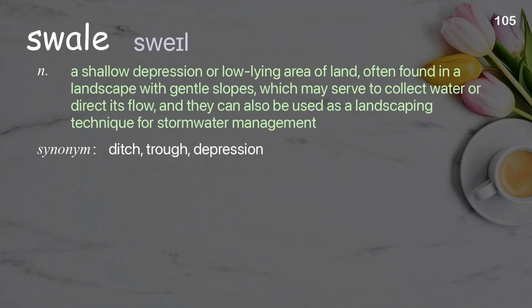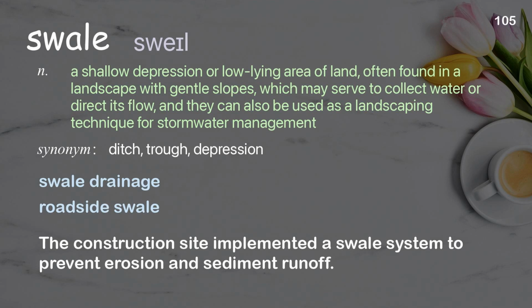Swale. A shallow depression or low-lying area of land, often found in a landscape with gentle slopes, which may serve to collect water or direct its flow, and they can also be used as a landscaping technique for stormwater management. Examples: swale drainage, roadside swale. The construction site implemented a swale system to prevent erosion and sediment runoff.